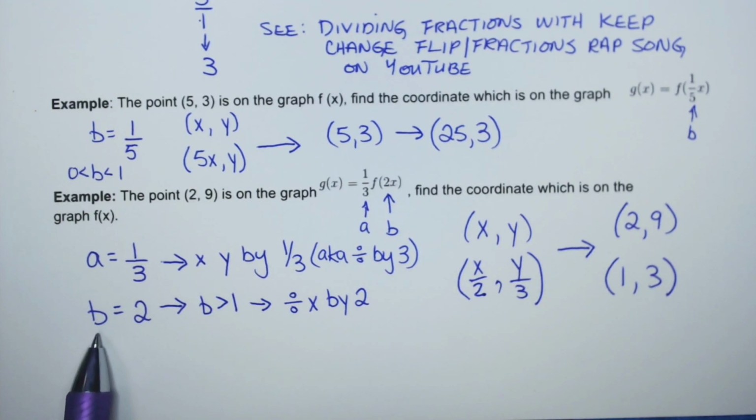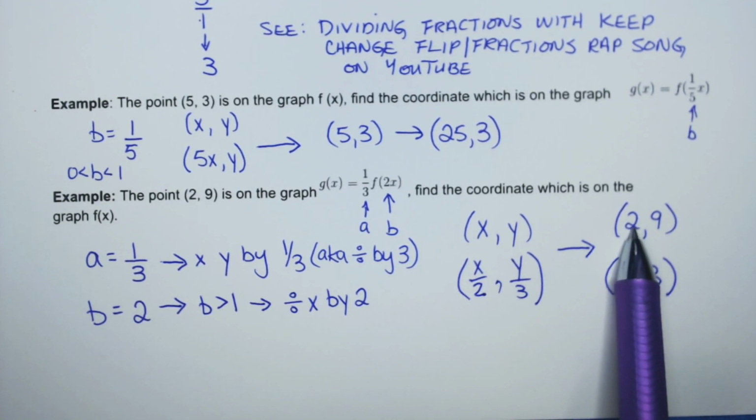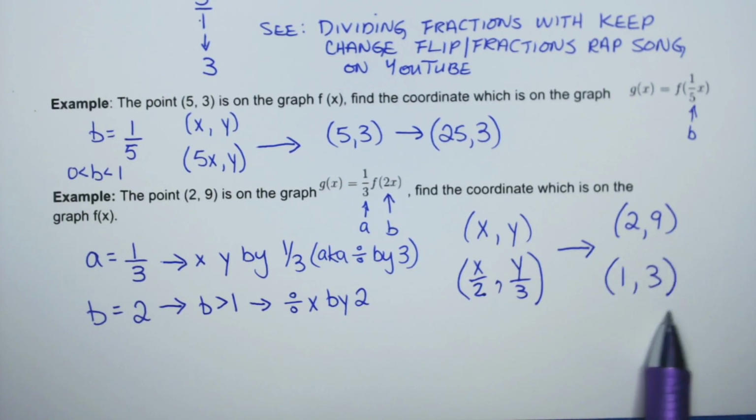In the second part here, b is equal to 2. And from our rule above, what we will do is multiply the x values by 1/2, or also known as dividing each value by 2. So you can see here our x goes to x divided by 2. All you have to do is just take what it says to do in these brackets here. 2 divided by 2 gives you 1, and 9 divided by 3 gives you 3. So your new coordinate would be (1, 3). Super simple and straightforward. Don't overthink it.